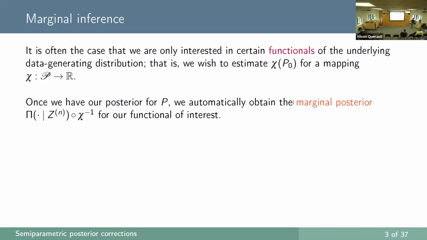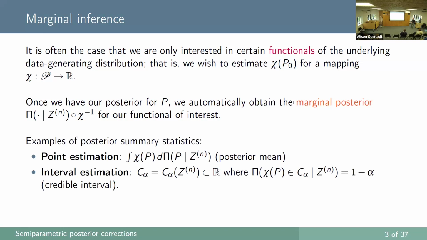Because once we have our posterior for P, this automatically induces what's called the marginal posterior of our functional of interest, right? So let's say you've got your posterior for your whole distribution, that automatically gives you a marginal posterior for a mean or quantile or causal effect or whatever, right? It's there without any extra input.